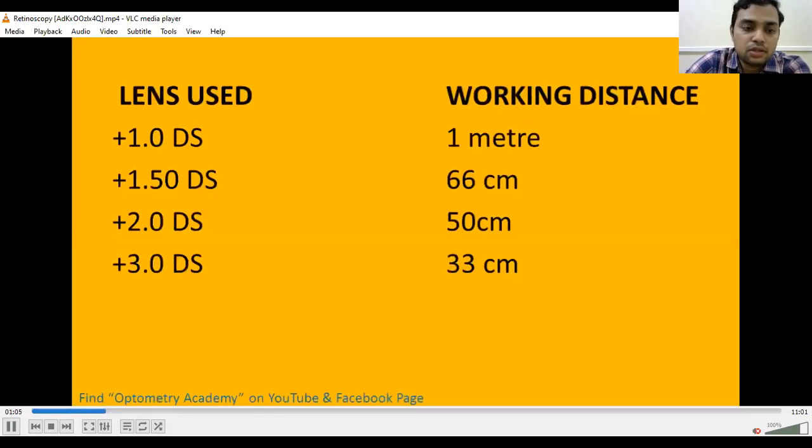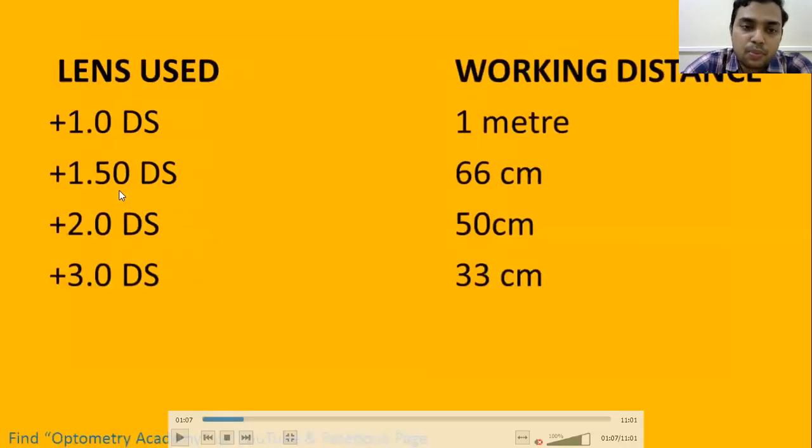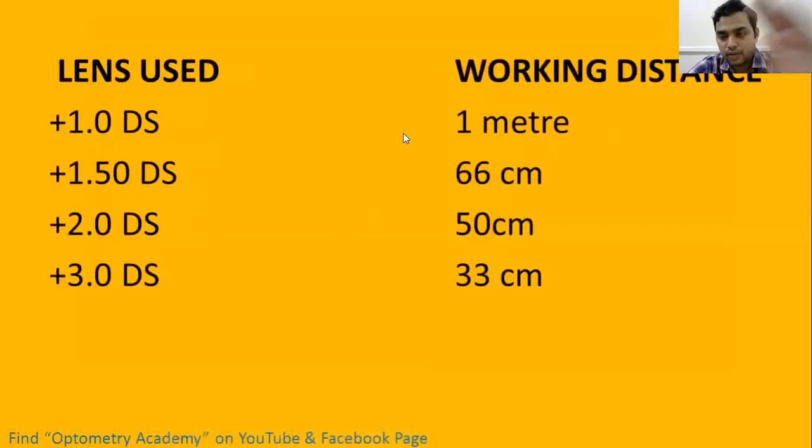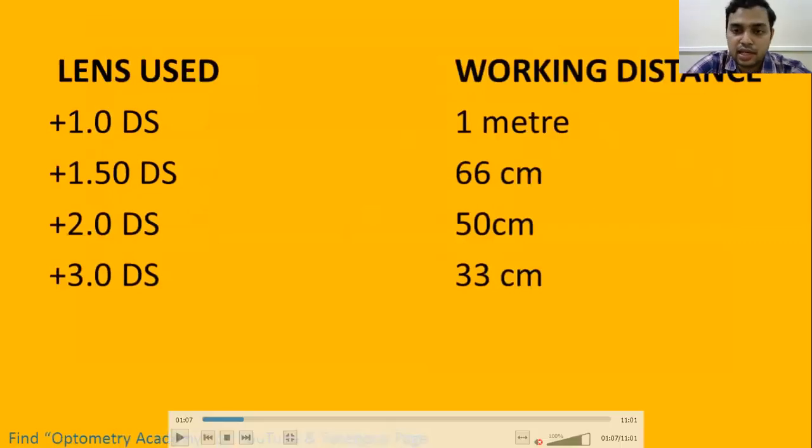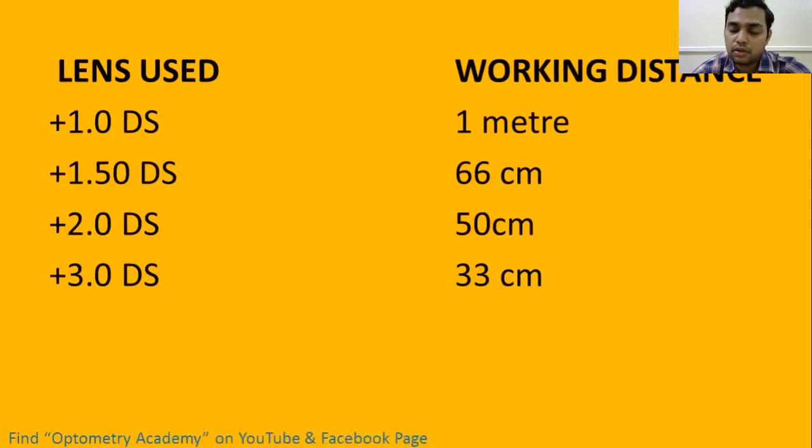So what are the lenses used for working distance correction? Normally our arm length is around 66 centimeters. So if the working distance is arm length, then we have to correct by plus 1.5 diopters. So initially we will put plus 1.5 diopters before starting the test, so that the parallel rays which are coming at the distance of 66 centimeters will focus onto the retina.